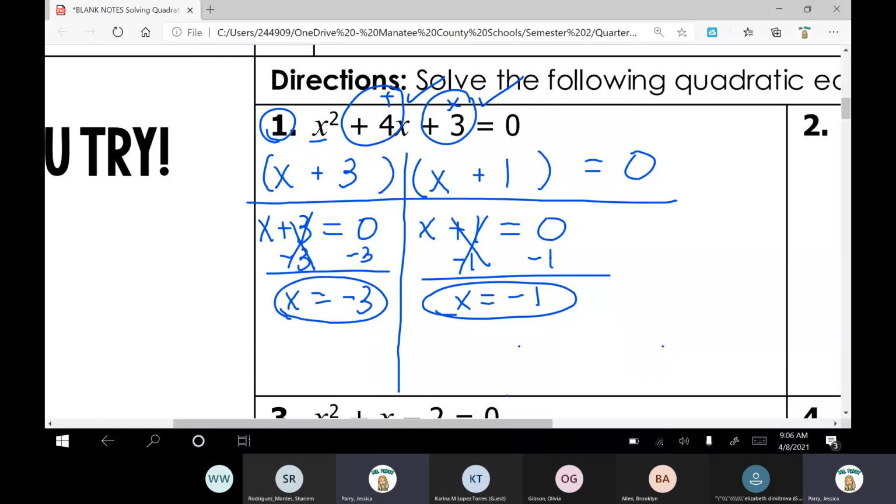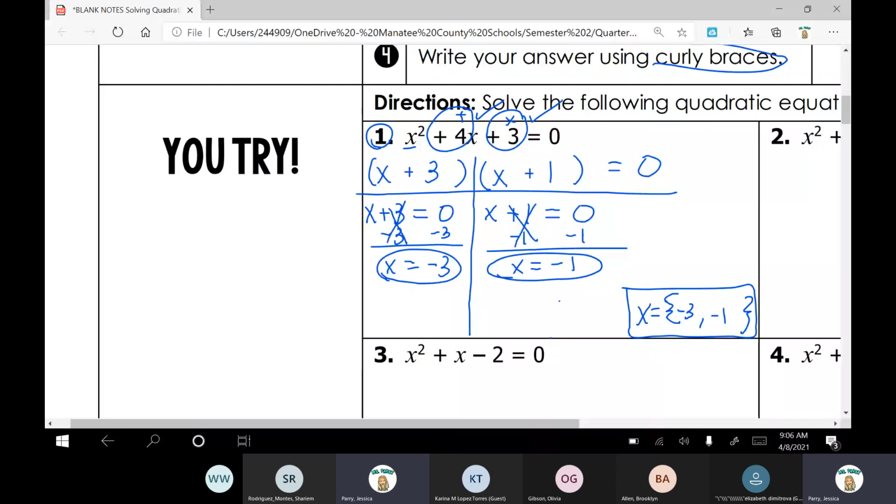Now we just need to do step 4, writing your answer using the curly braces, or I like to call them the squiggly lines. So here's my x equals. We've got the squigglies. When you're writing out your answers, you want to write them with the smallest number first. If it was on a number line, the negative 3 would be further to the left than the negative 1. And that is your final answer. So all we're doing is factoring, setting those 2 factors equal to 0, and then solving that equation. And then we've got our answer there, negative 3 comma negative 1. This is how you would write your final answer here.